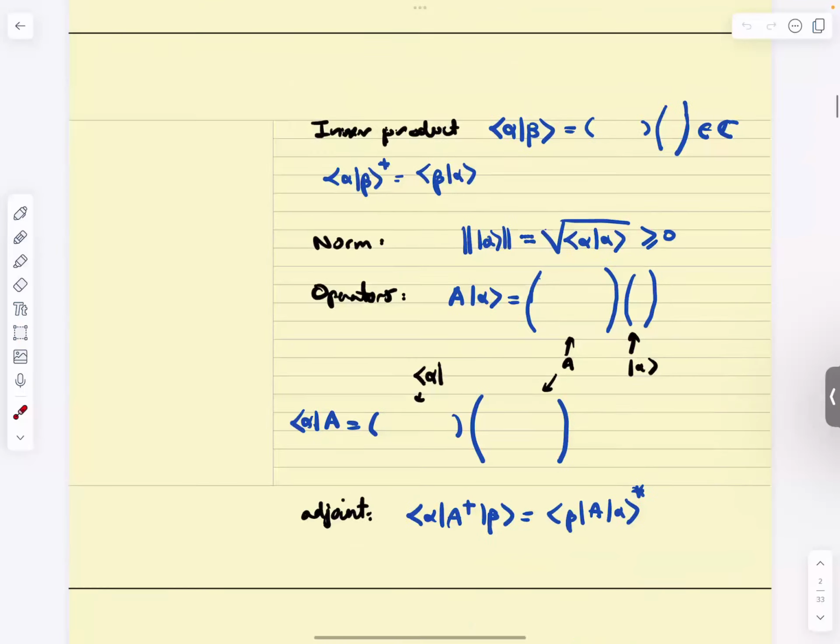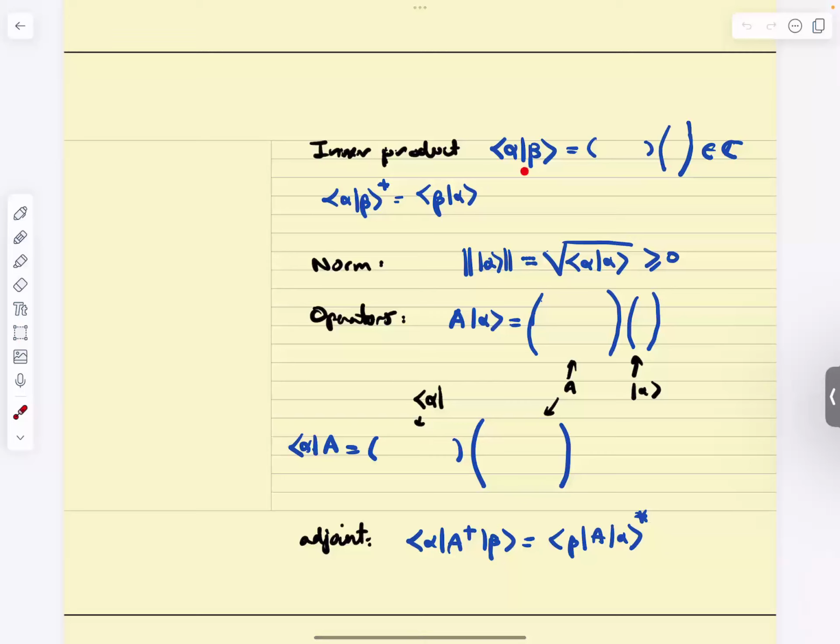All right, we define inner products between bras and kets. For the level of this course, it's simply the matrix multiplication of a row vector with a column vector that gives a complex number, right? And you could easily convince yourself that the dagger of the bracket of alpha and beta is just its complex conjugate, because this is just a complex number, and is equal to bra beta ket alpha.